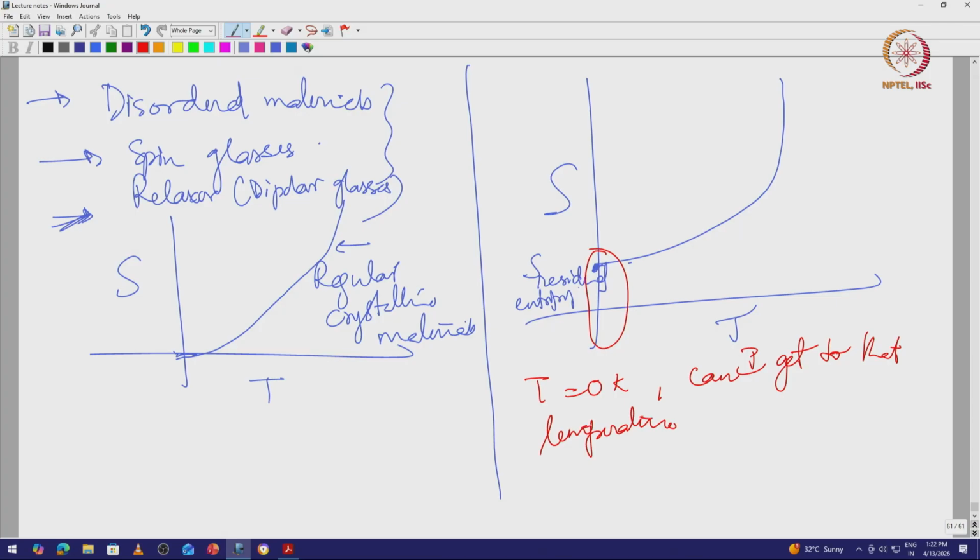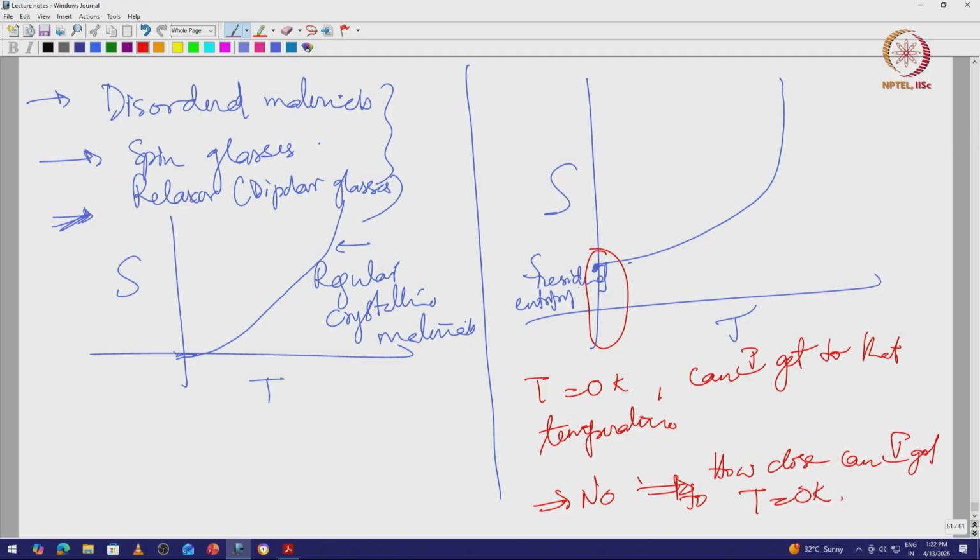The answer is no, right? So absolute 0, you cannot really get to. But how close can I get? So experimentally, how close can I get to temperature equal to 0 Kelvin?